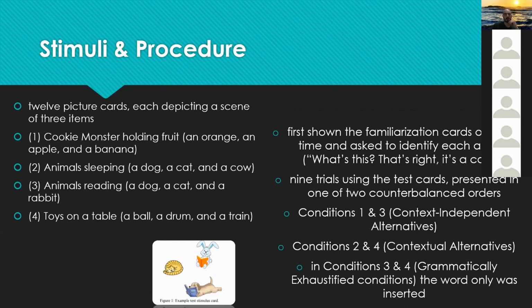So basically, firstly, Cookie Monster holding fruit: an orange, an apple, and a banana. Animals sleeping: a dog, a cat, and a cow. And animals reading: a dog, a cat, and a rabbit. Toys on a table: a ball, a drum, and a train.